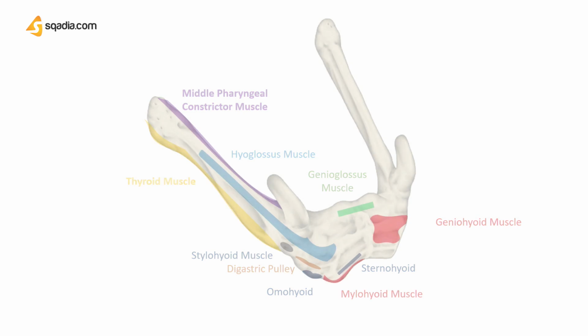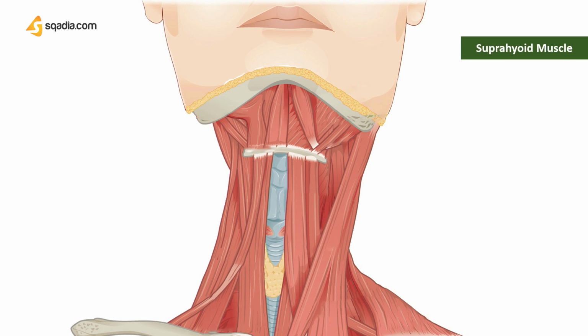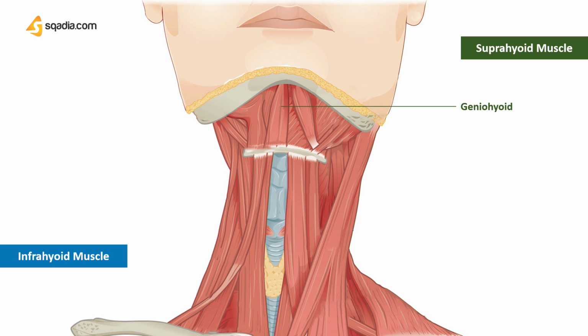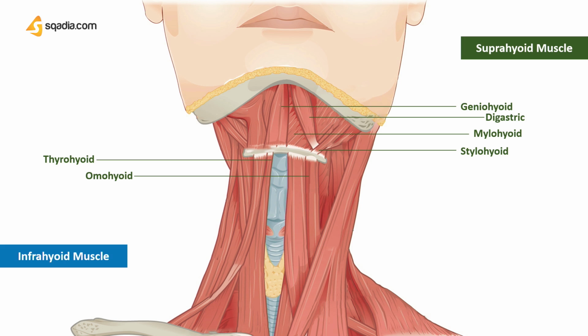We can divide all these muscles into suprahyoid and infrahyoid muscles. Suprahyoid muscles are those attaching on the superior end of the bone. They include geniohyoid, digastric, mylohyoid, and stylohyoid muscle. Infrahyoid muscles are those attaching on the inferior end of the bone. These include thyrohyoid, omohyoid, sternohyoid, and sternothyroid muscle.